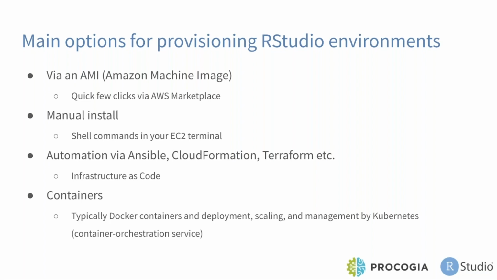In terms then of other options, you can do a manual install, shell commands in your EC2 terminal. You could choose to automate those same commands via a build automation tool or language like Ansible, CloudFormation scripts, Terraform, etc. And then I suppose Docker similarly takes that to containerization. So there are a number of container orchestration services and frameworks, we're going to look primarily at Kubernetes. There are additional options outside the scope of this presentation.